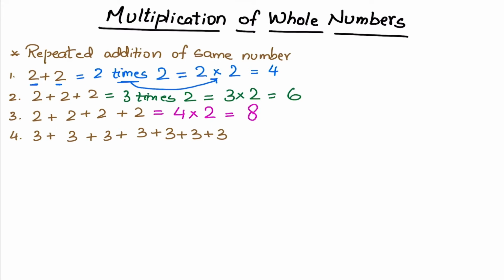Now in the fourth example, we have 3. How many times are we adding the number 3? 1, 2, 3, 4, 5, 6, and 7. You're adding the number 3 7 times. So we can write it as 7 times 3. When you add all these numbers, you will get 21. We can conclude that multiplication is the repeated addition of the same number. And this cross is the multiplication symbol.